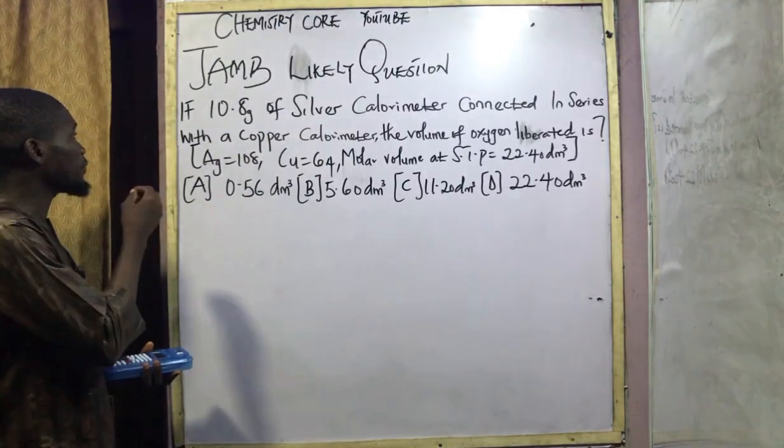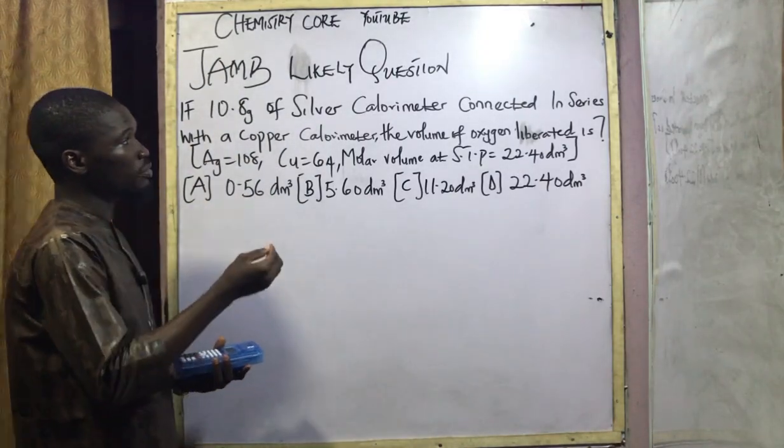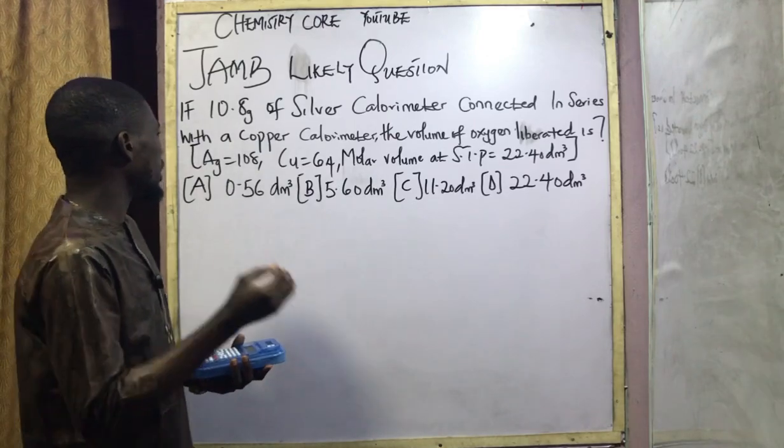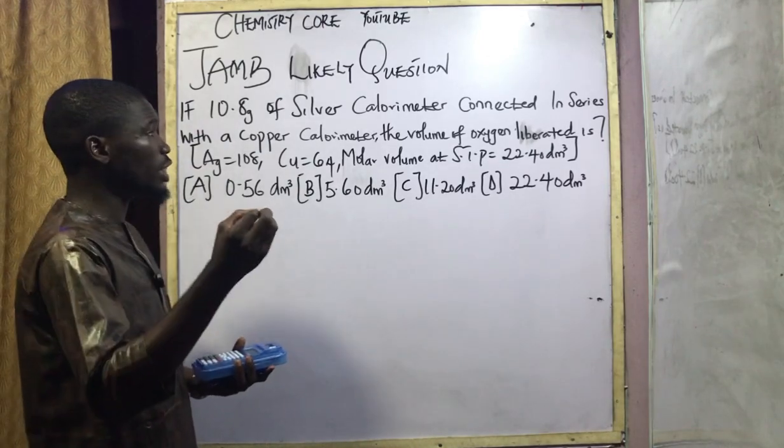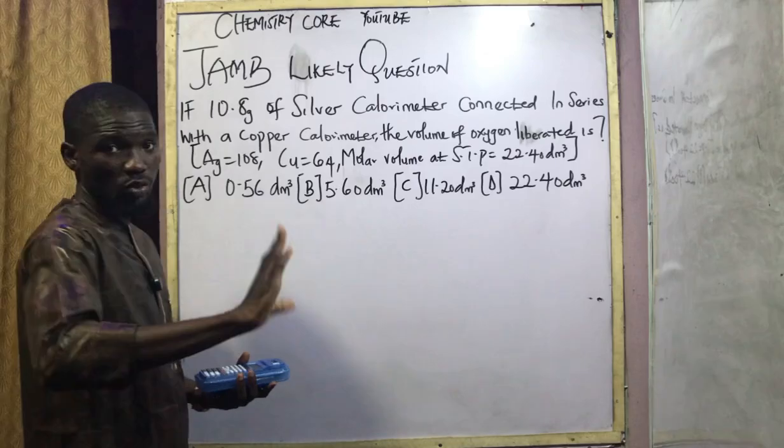Come closer. If 10.8 gram of silver calorimeter is connected in series with a copper calorimeter, the volume of oxygen liberated is what? We don't know it.